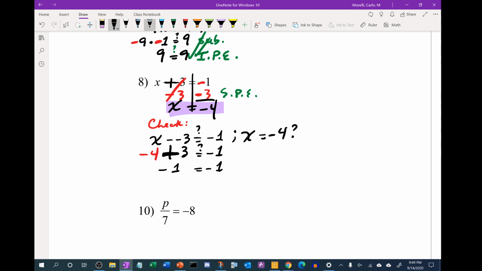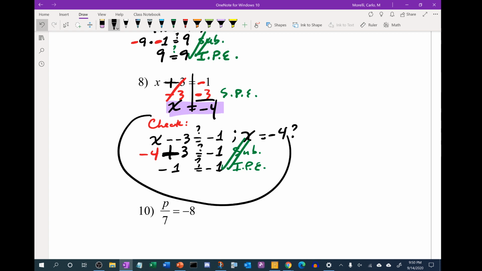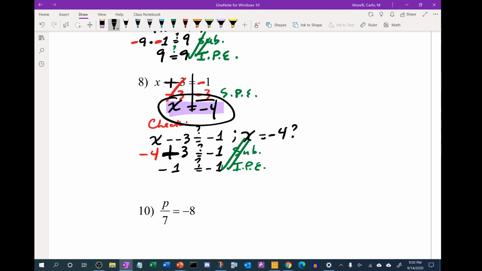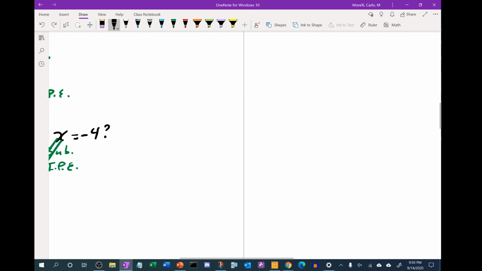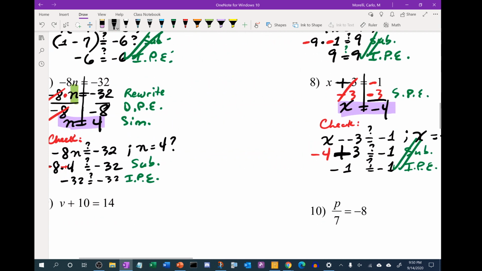How do I know this to be true? Okay, so this is substitution. This is the identity property of equality. Okay, boom. Guaranteed to be right, okay? So what you've proven down here is that x equals negative 4. That negative 4 is the sole value that satisfies this equation. It's the sole solution. Okay, we're going off the page.